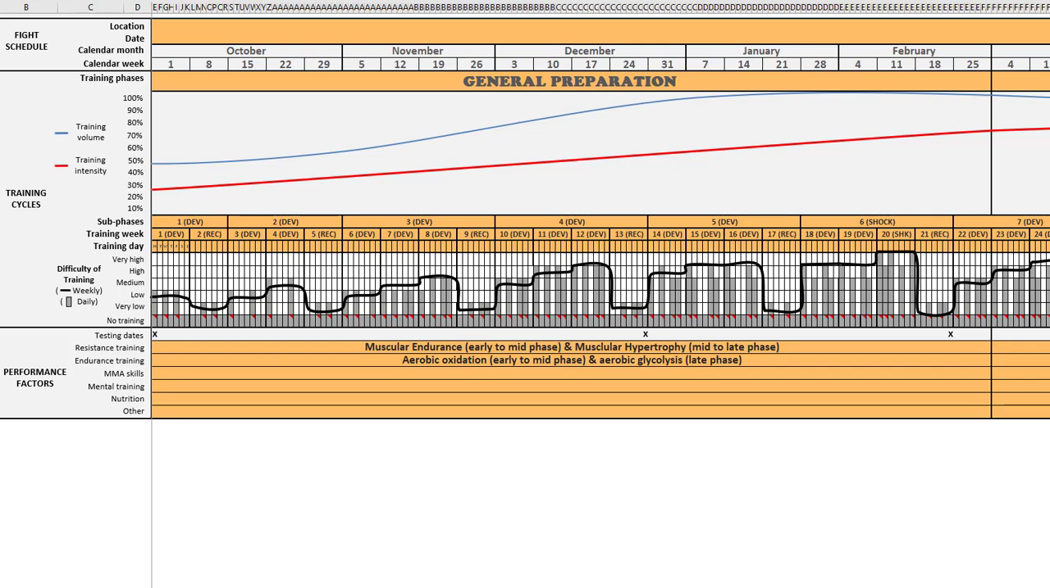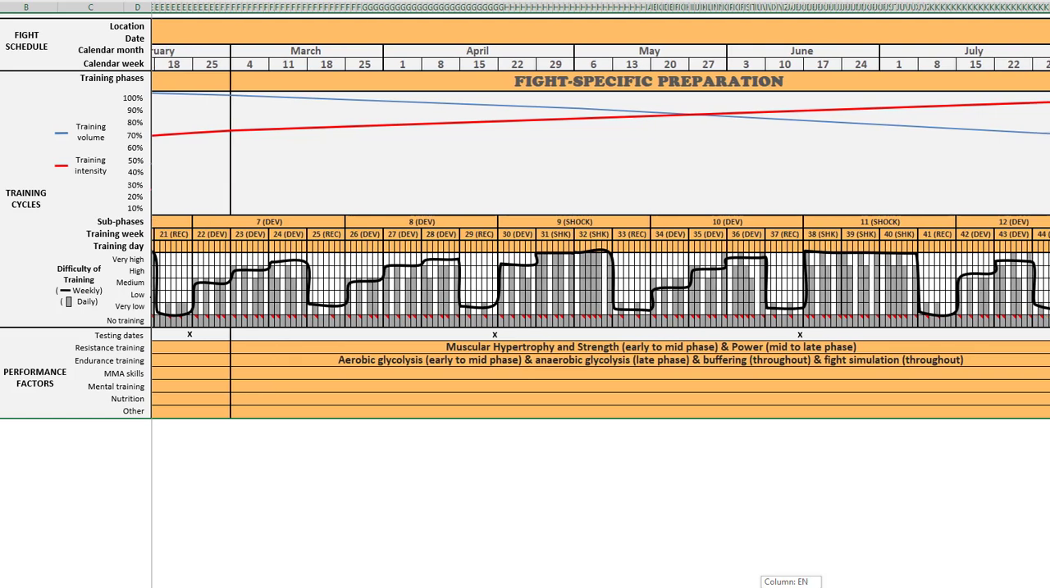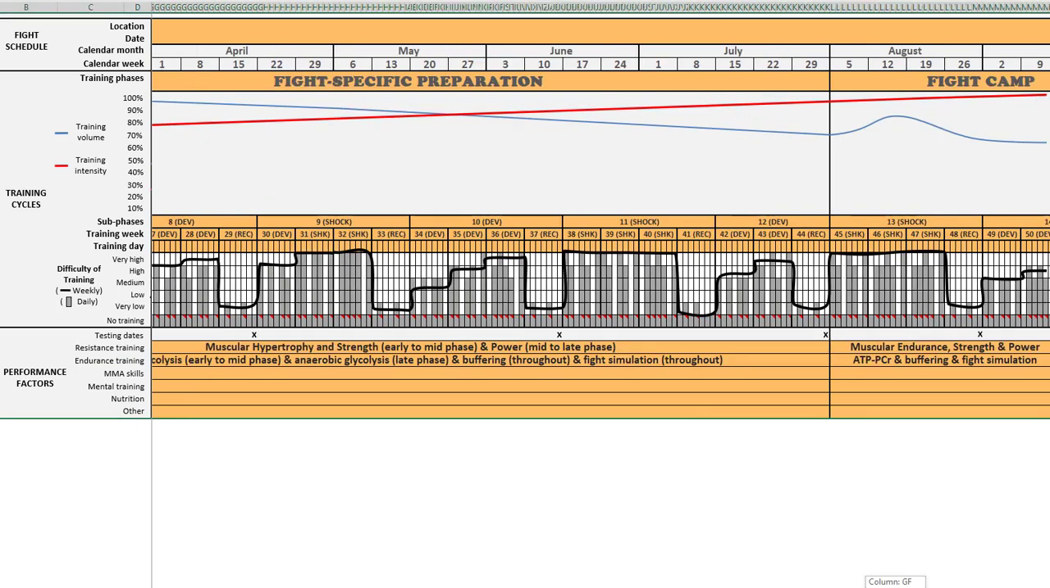So let's move over to the fight-specific preparatory phase and let's see the training goals here. Okay, so for resistance training, you'll focus on muscular hypertrophy and strength in the early to mid phase, and then you'll transition to more power training from the mid to the late phase. And for endurance training, you'll focus on aerobic glycolysis in the early to mid phase, anaerobic glycolysis in the late phase, and you'll focus on buffering workouts throughout this phase, along with the fight simulation. Let's move over to the next.